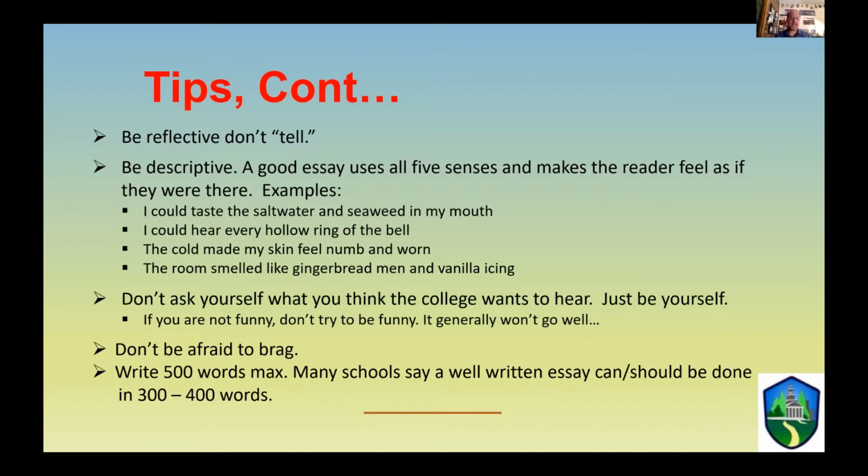And like I said, keep it at 500 words max. Although this year, I'll be honest with you, UW does give up to 650 words. In the previous few years, they wouldn't take any more than 500. But if there are colleges that won't take any more than 500 words, be sure before you send the application that you limit the word count so that it doesn't get cut off when they receive your application.